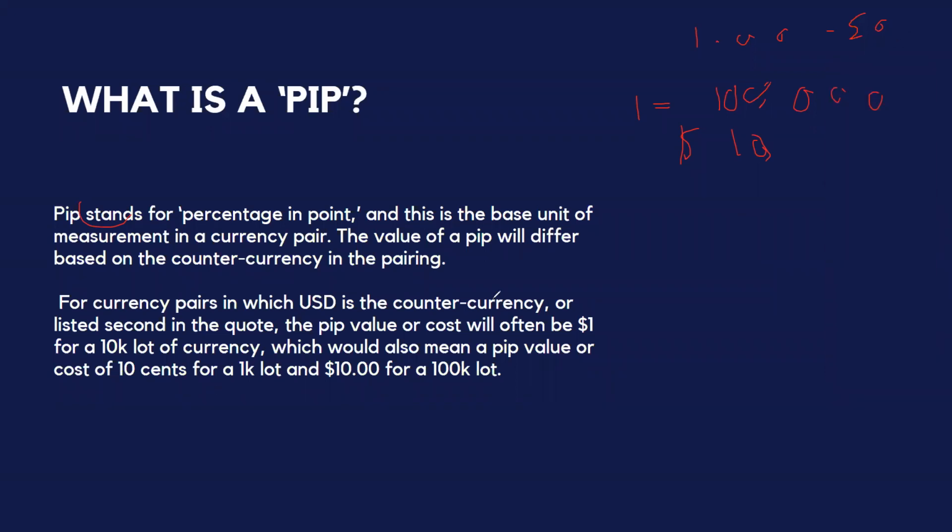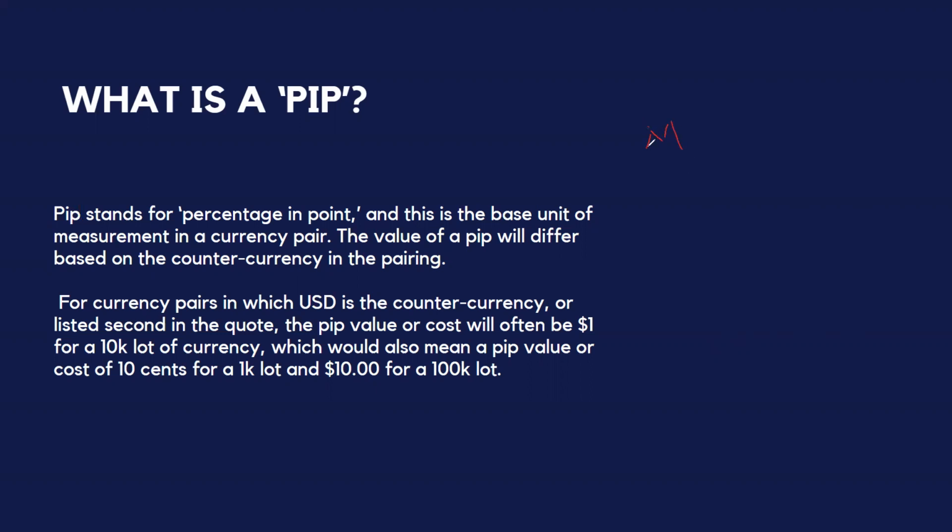That's what it means. So one standard lot size is equal to 100,000 units of currency. If you proceed and put 2 standard lot size, that is equal to 200,000 units of currency, where the value of 2.00 lot size is equal to $20 per pip. That's what it means.